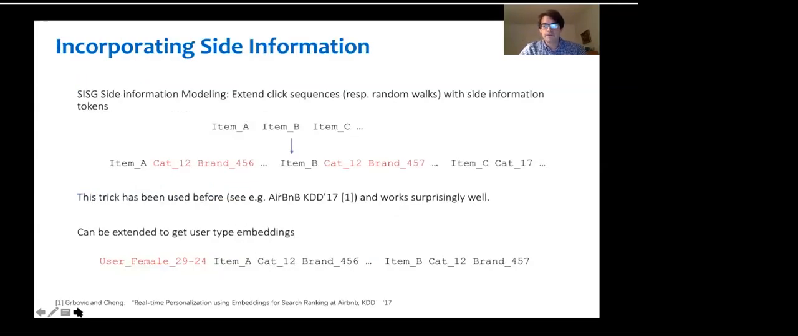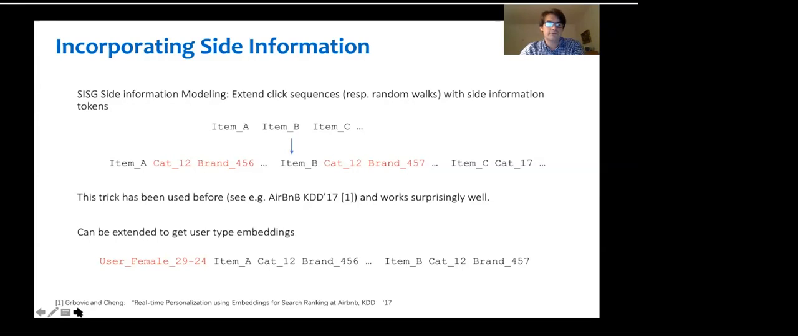So, to get more into details, how do we actually incorporate site information in our model? Well, we basically extend click sequences with special site information tokens. Suppose that we have a sequence of the form item A, item B, item C. That means the user first looked at A, then at B, then at C. We could feed this sequence directly into some skipgram, word-to-vec, whatever you want to call it, algorithm, but that wouldn't give us anything about the site information.